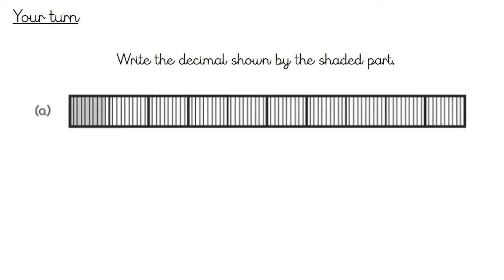Okay, very good. I'm hoping you noticed that there were 9 shaded parts, and those 9 shaded parts represented 9 hundredths, which you can see written as 9 hundredths, or as a fraction, 9 over 100. And if you write it as a decimal, it would not be 0.9, because that would be 9 tenths. It would be 0.09, because we are looking at hundredths.